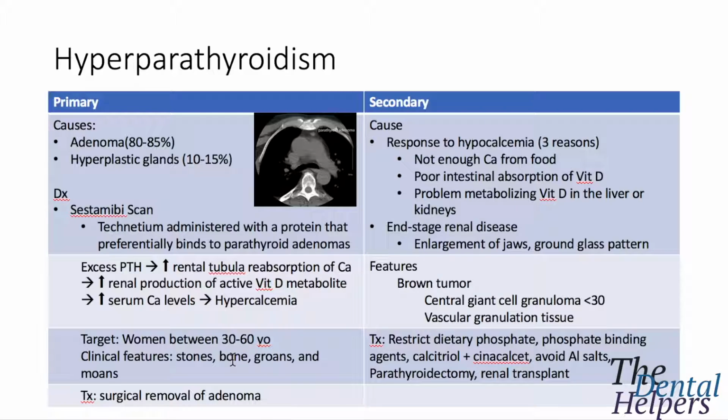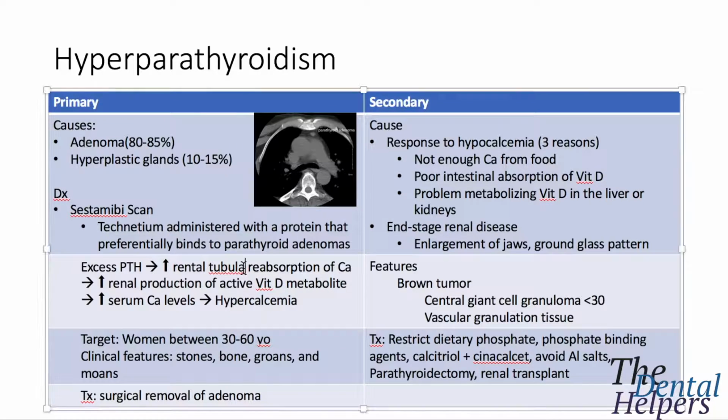Basically, hyperparathyroidism means you have excessive parathyroid hormone, which leads to increased renal tubular resorption of the calcium, and this is going to increase your production of active vitamin D metabolite, which leads to increased calcium, ultimately leading to hypercalcemia.